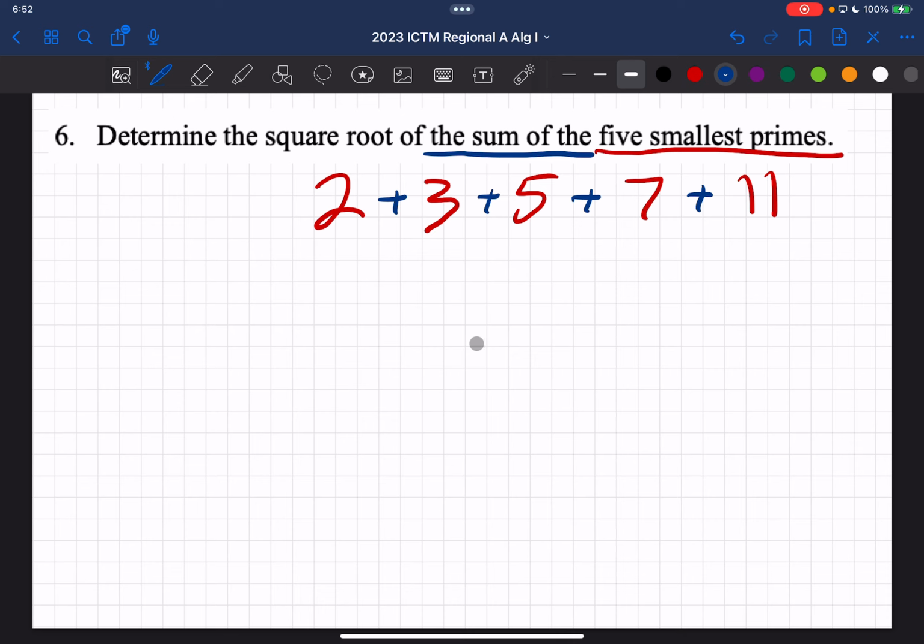And when we do that, we get 28. But we're not done because we want the square root. So we have the square root of 28.